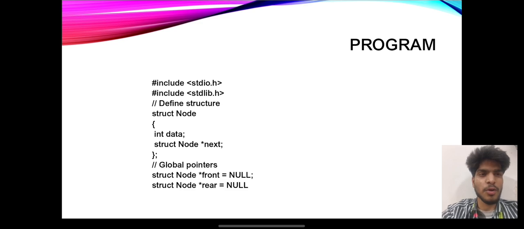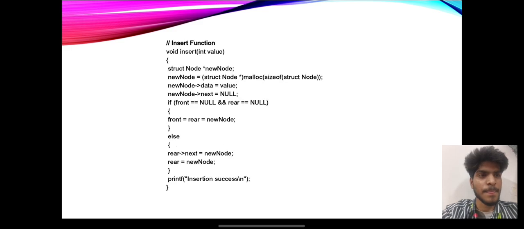Now you can see the program for the implementation of queue using linked list. First you define the structure. Here struct node with int data and struct node pointer next. And the global pointers are front and rear. Front equal to null and rear equal to null.